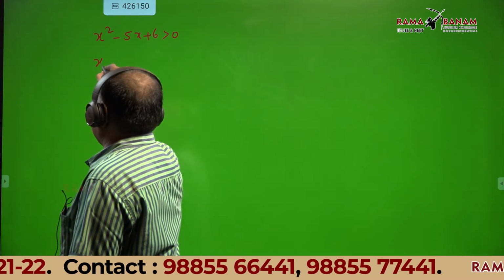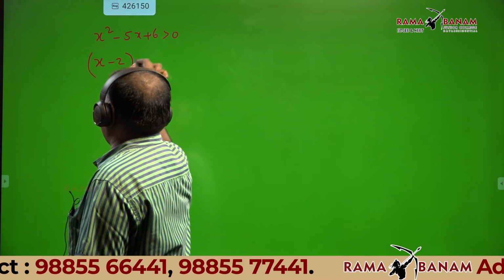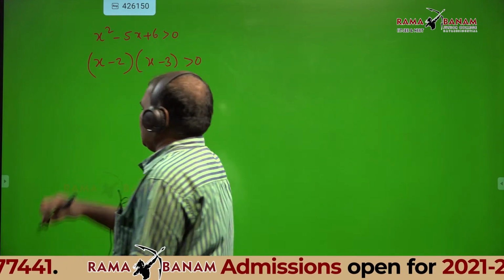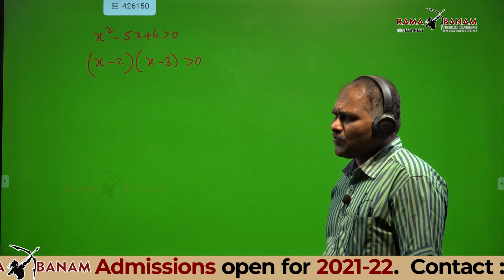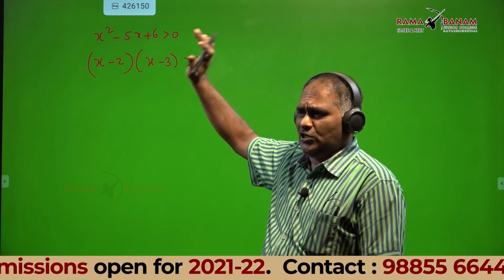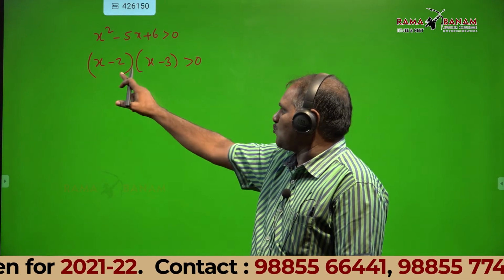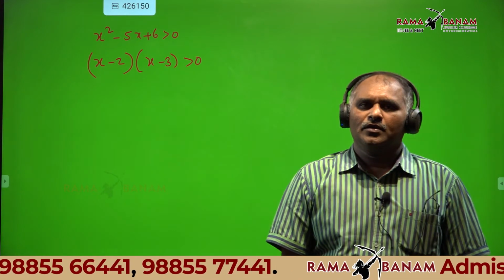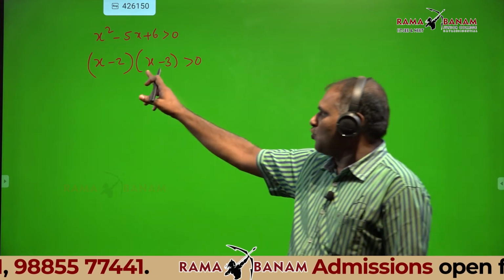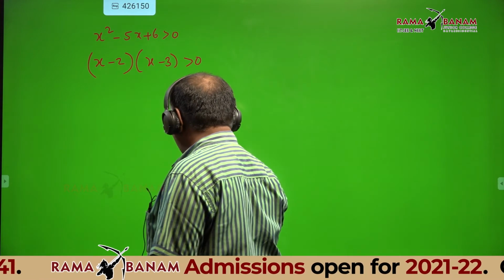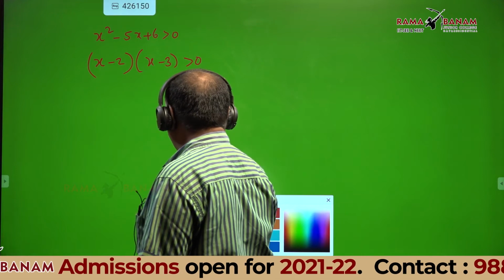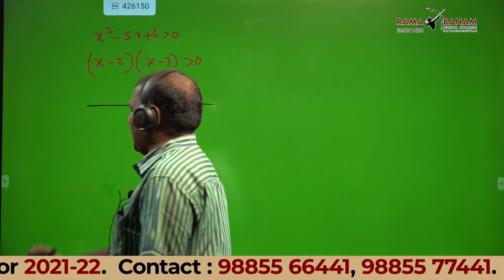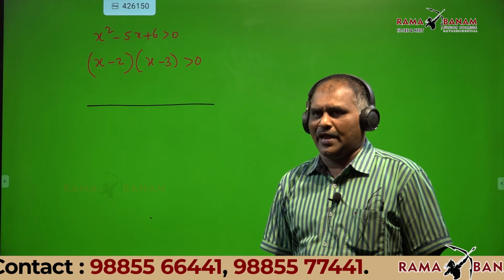How do we write this? (x minus 2)(x minus 3) greater than 0. Suppose you leave the greater than 0; only these are the roots. What are the roots of this equation? 2 and 3. They are indicated on a number line. Therefore, listen. Here we have a number line.